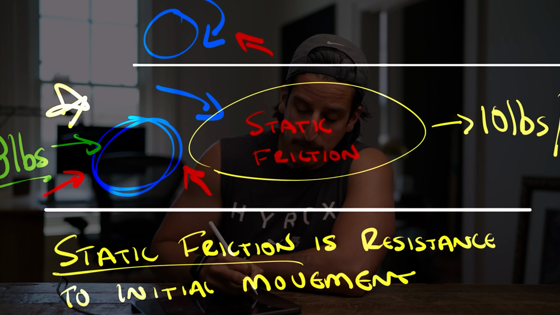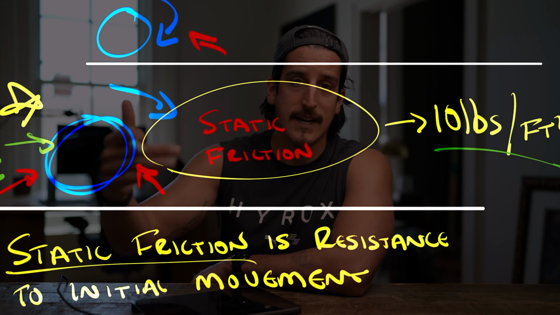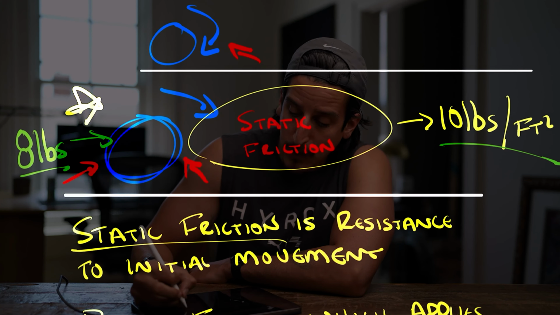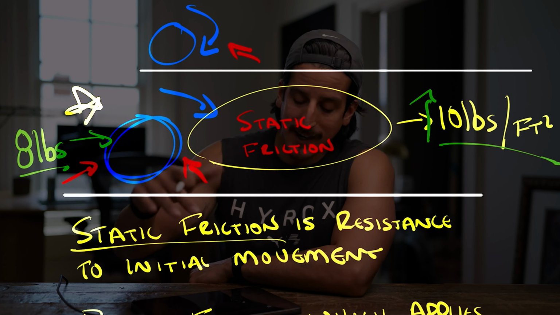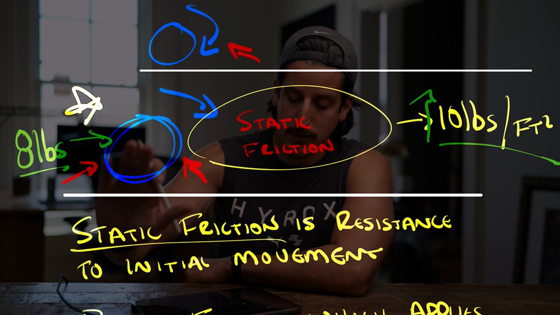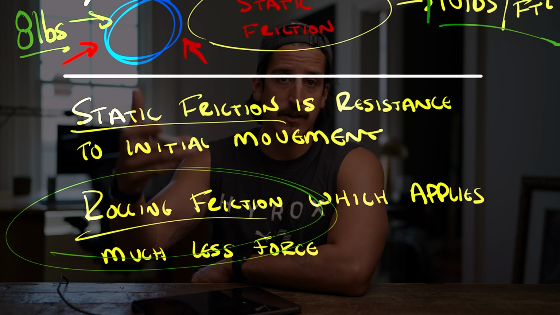Because the force that we're applying is not enough to break the imposing force of static friction. Instead, we need to impose more force than 10 pounds per square foot in this case to get the ball moving, and then we can reduce the amount of force we're imposing because now we're only going to be fighting against rolling friction, which is much easier to fight against.